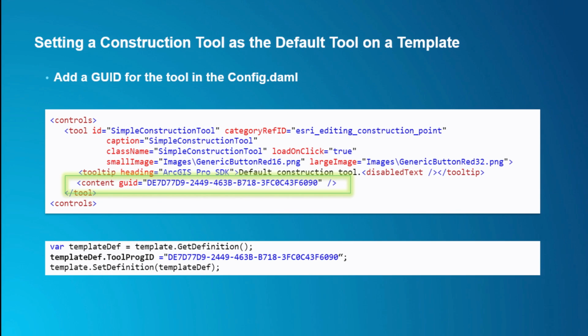One of the other things you might want to do with your new construction tool is make that the default tool for a specific template. To do that, you need a GUID. In the DAML file, you would add a GUID into your tool. Then within the template, you need to get the definition, set the tool prog ID to be that GUID, and then set the definition. Now it's very important that get definition and set definition go together. If you don't set the definition, then anything that you've done has not been committed.